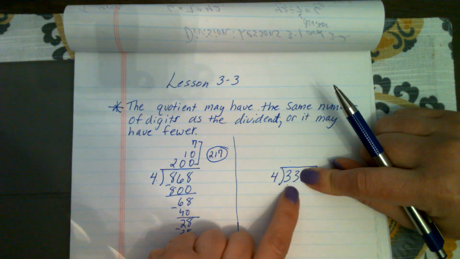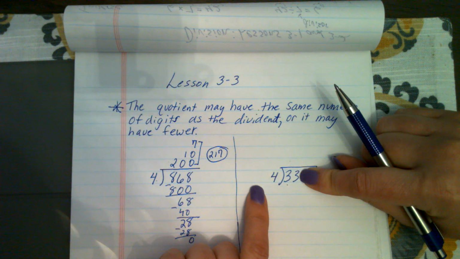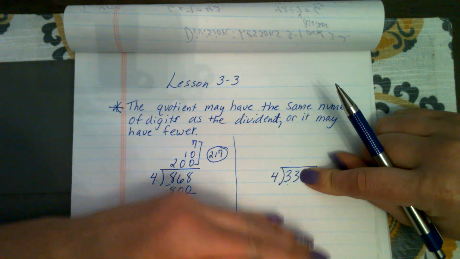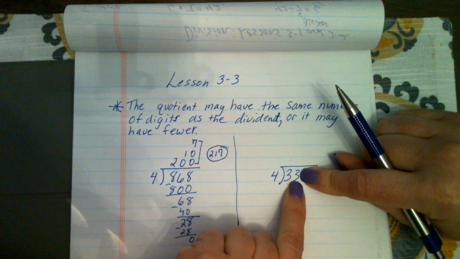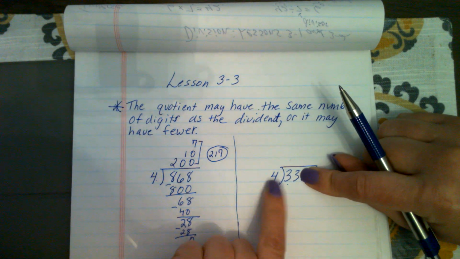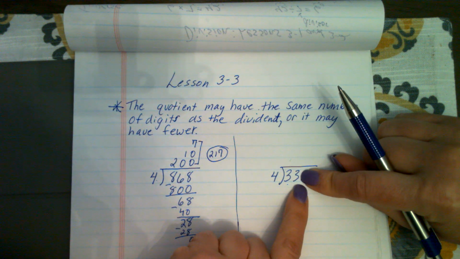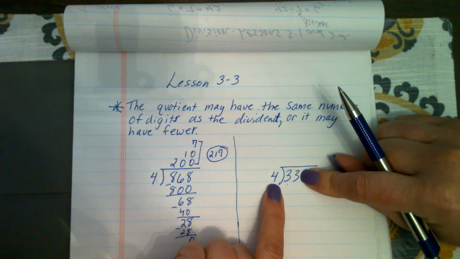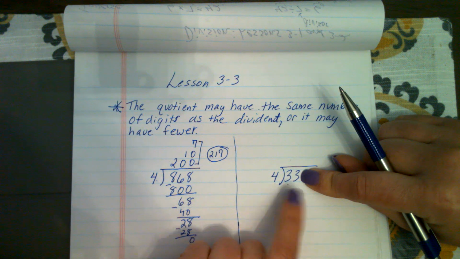Well, I'm going to think of those basic facts again. I can start with my lowest. 4 times 1 is 4, 4 times 2 is 8, 4 times 3 is 12. And if I go up one fact at a time, eventually I'm going to get as close as I can to 33. However, if I know my facts really well, I'm going to recognize that the closest basic fact to this is actually 4 times 8 equals 32, because I know my facts.